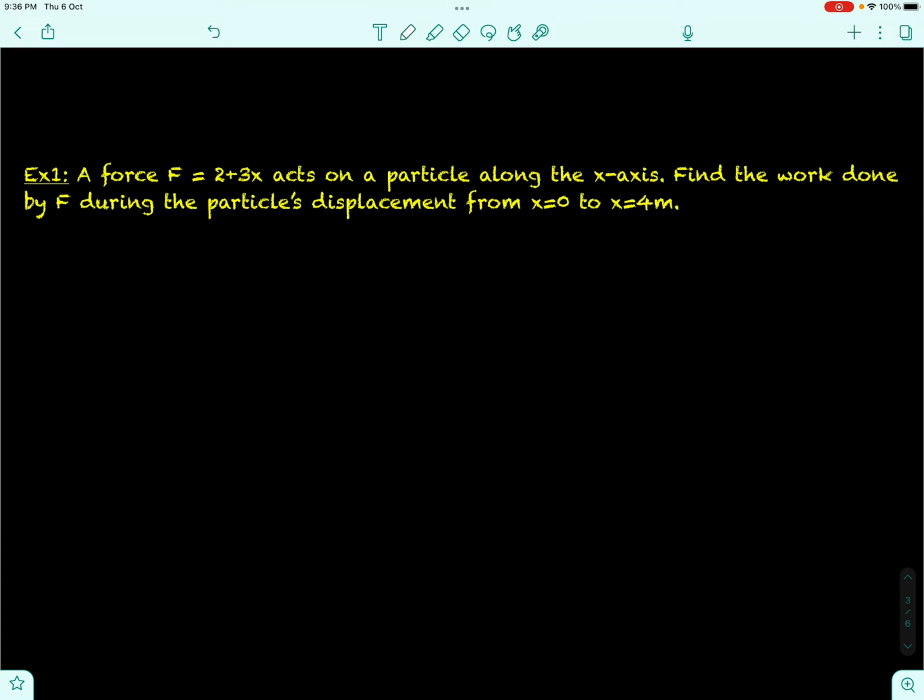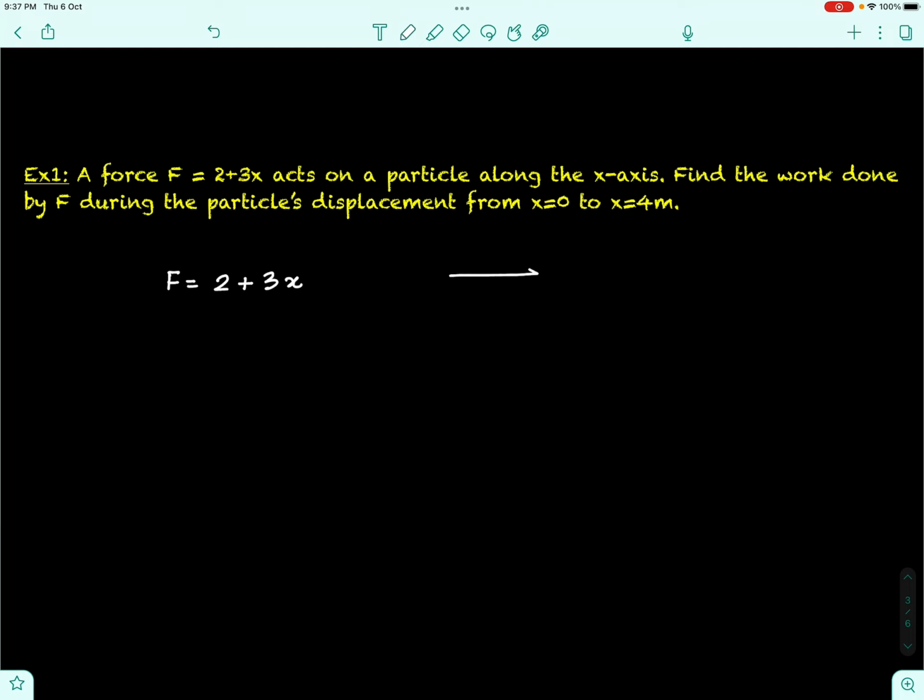First example says a force F, which is equal to 2 plus 3x, acts on a particle along the x axis. Find the work done by F during the particle's displacement from x equal to 0 to x equal to 4 meters. So, the force is given to us, and we see that force now is a function of x. So, it is a variable force. As the position of the particle changes, the force also changes.